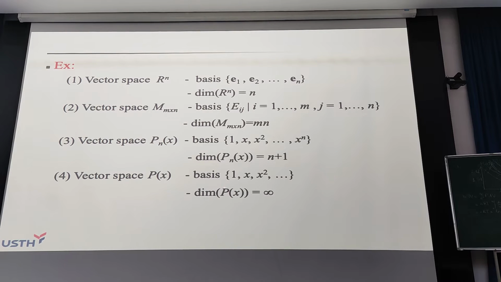And the last line here is the case of the vector space P(x), that is the space of polynomials of any degree. Then it has a basis like that: 1, x, x squared, up to x to any power. Obviously that basis consists of infinitely many elements. Because of that, we say the dimension of P(x) equals infinity, or in other words, P(x) is an infinite dimensional vector space.